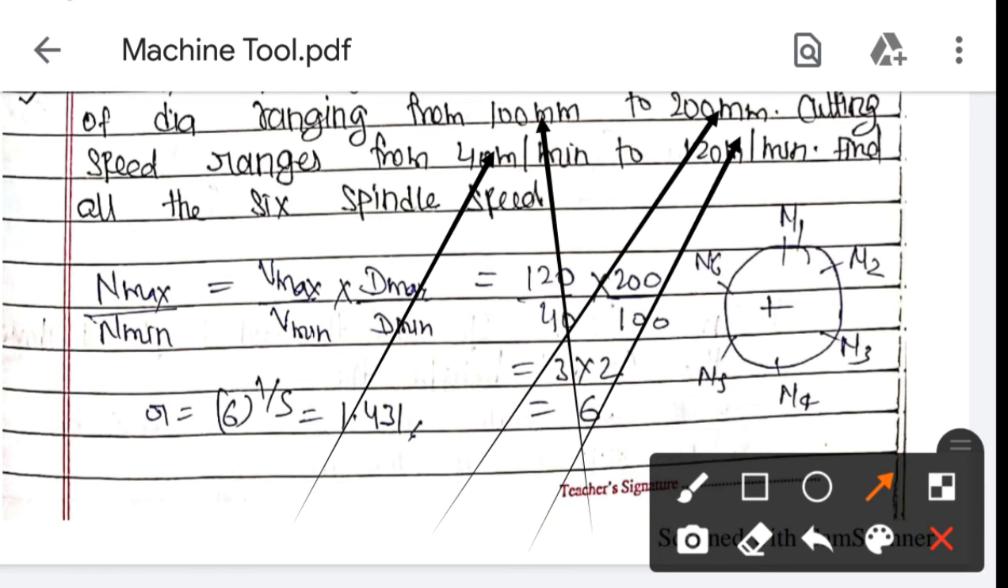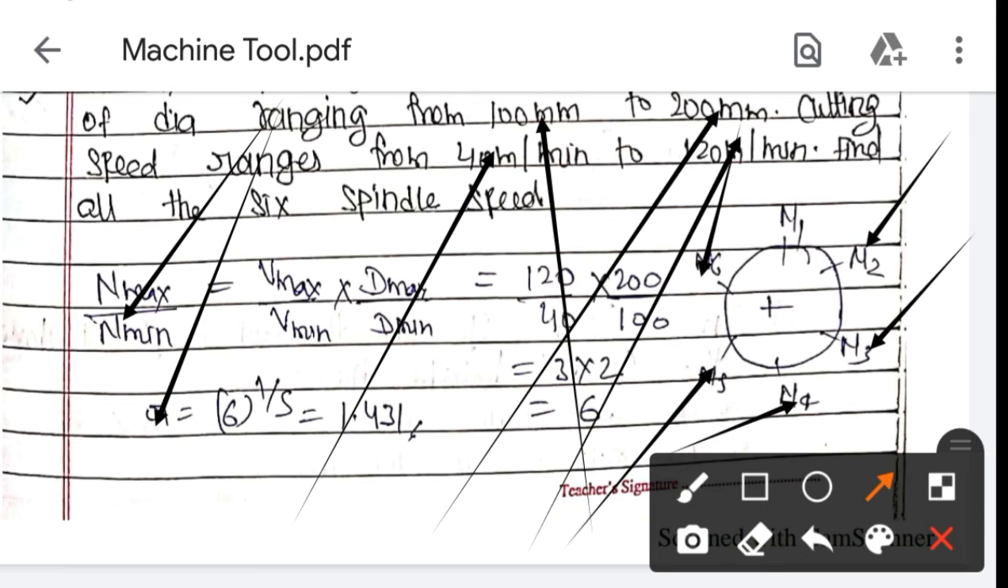Find all the 6 spindle speeds, meaning we have to find n1, n2, n3, n4, n5, n6. So we have to find all the speed range ratios. Before that, we need to know what the speed range ratio is, what the r term is. For finding the r term, we need to know n max by n min.